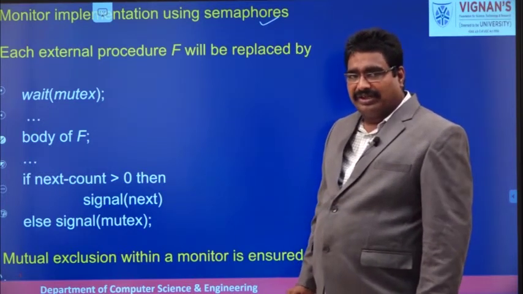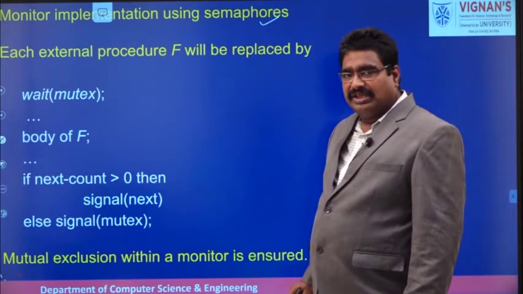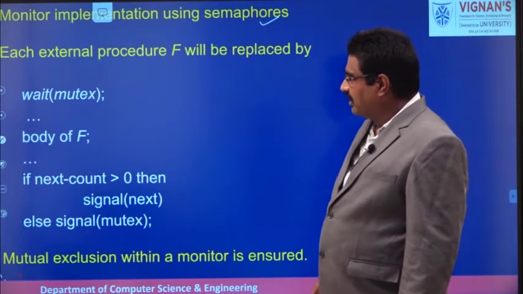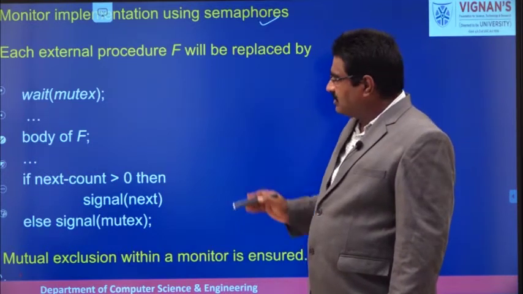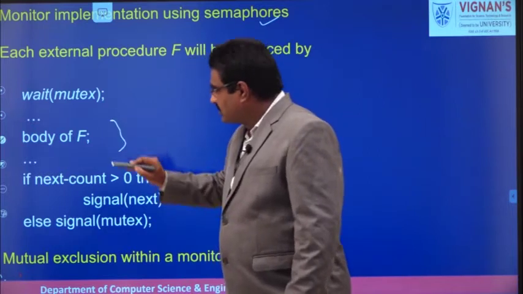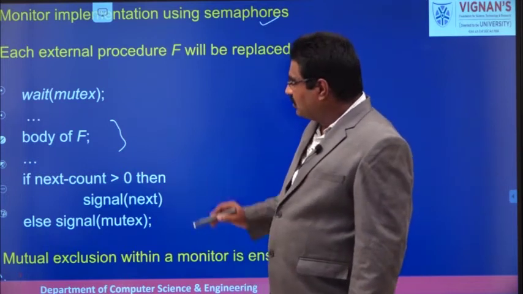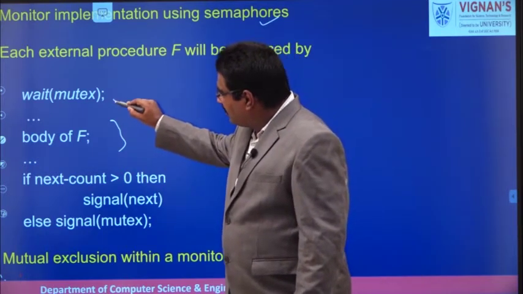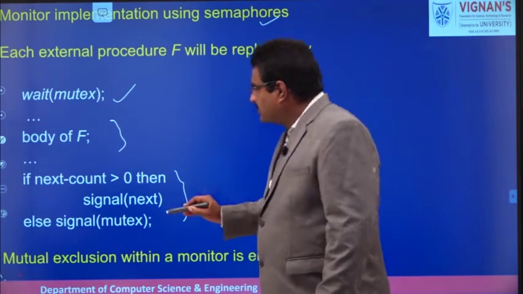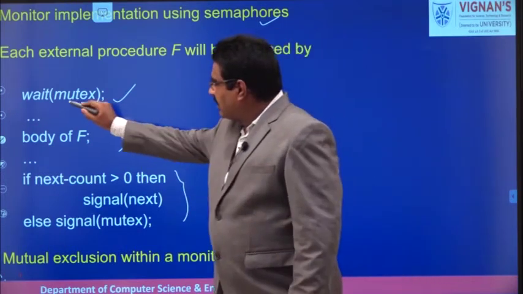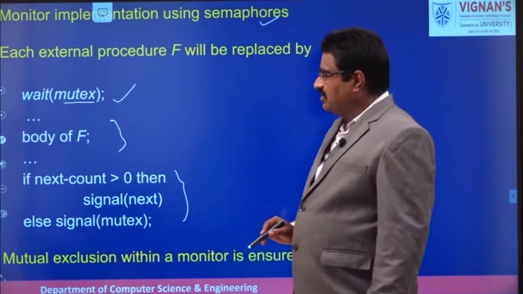Already we know that a monitor is a software synchronization construct. A monitor consists of a set of predefined functions, and every function consists of a set of instructions. Here we are assuming that a function body consists of a set of instructions, and before entering the function body we use wait mutex, and after completion of the function body we use the following statements. Here we are assuming that mutex is a binary semaphore and its initial value is 1.